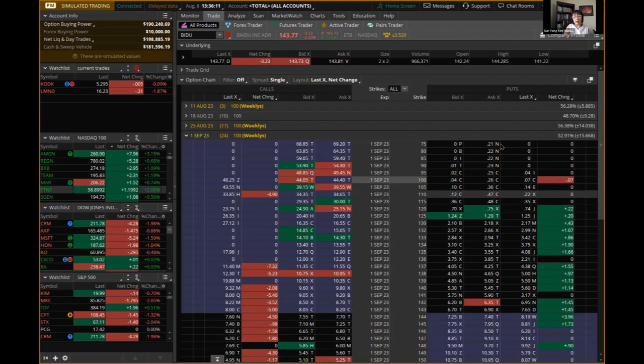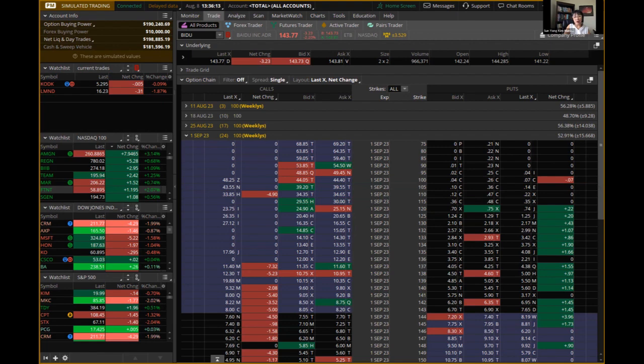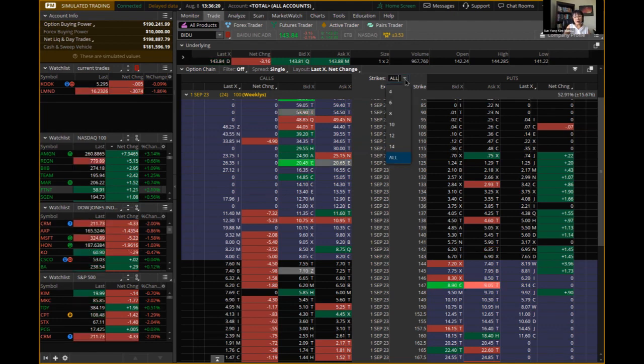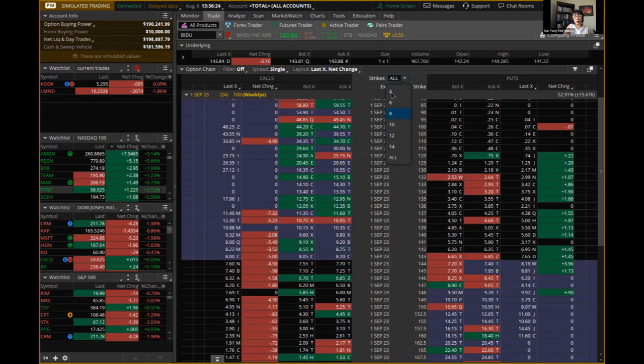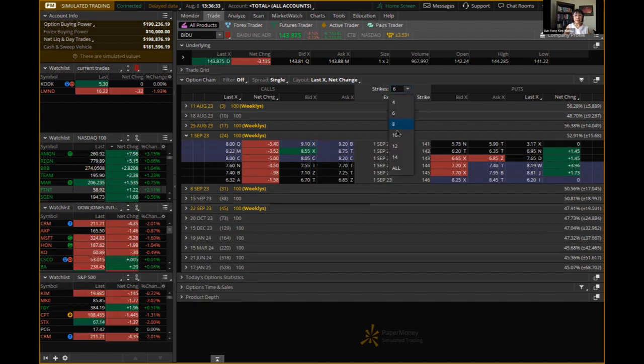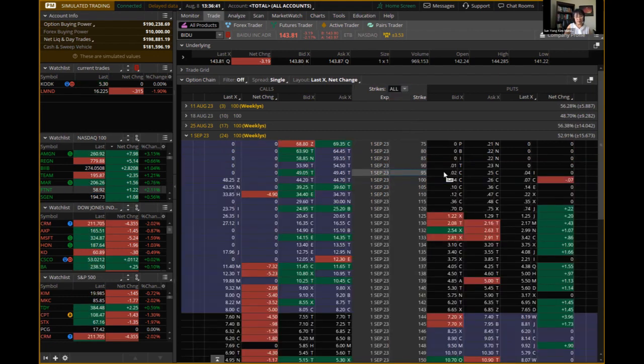All right. So this tells me all the strike prices I could choose from. See how it says all right there by the strike? If you don't want to see all strike prices, then you could just do 4, and it only shows you 4 strike prices you could choose from, or 6, 8, 10, 12, 14, and so on and so forth. So I like to just go to all. I want to see all my options.